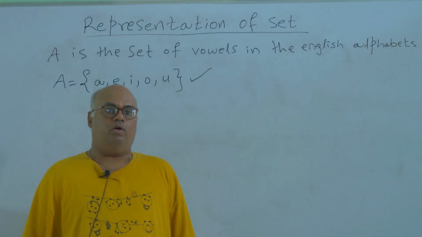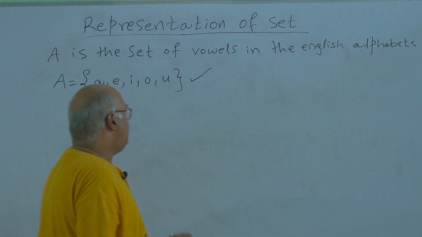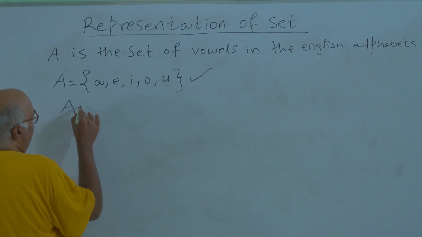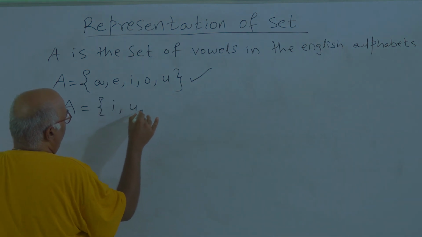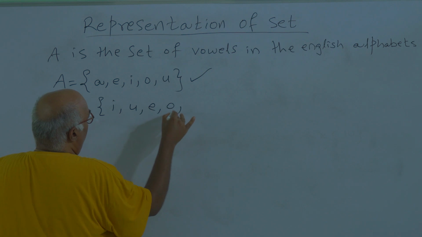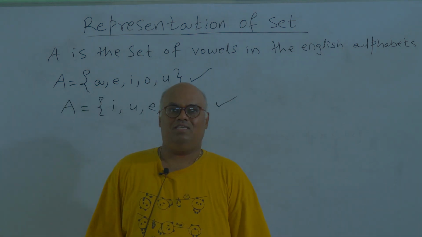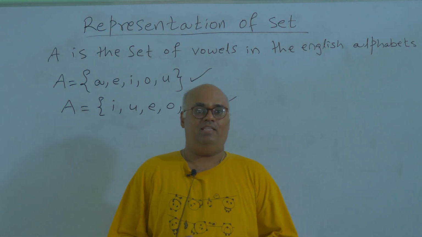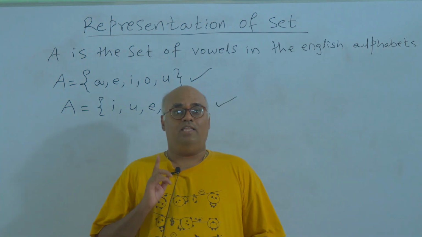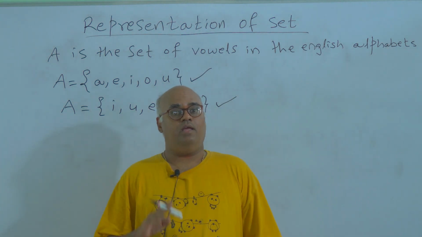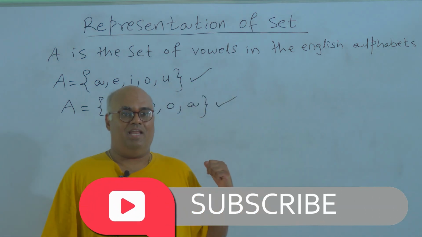Now the one most important thing here is the order of elements is not important. So for example, I can write the same set as A is equal to I, comma, U, comma, E, comma, O, comma, A. So this is also a correct way of representing the set. When you are writing the set, the order of elements is not important. But we have to make sure that the elements don't repeat. If the elements are repeating, then you have to write that element only one time. So this is how you represent a set in roster form.